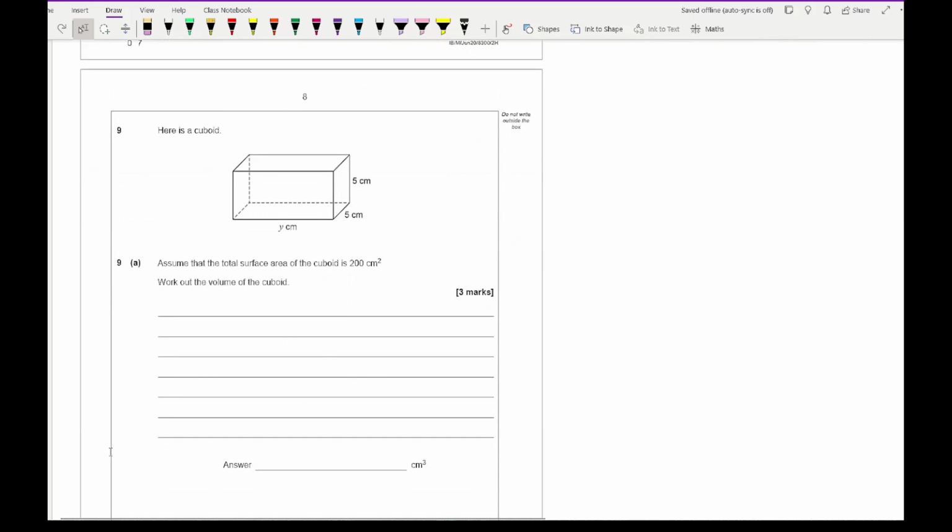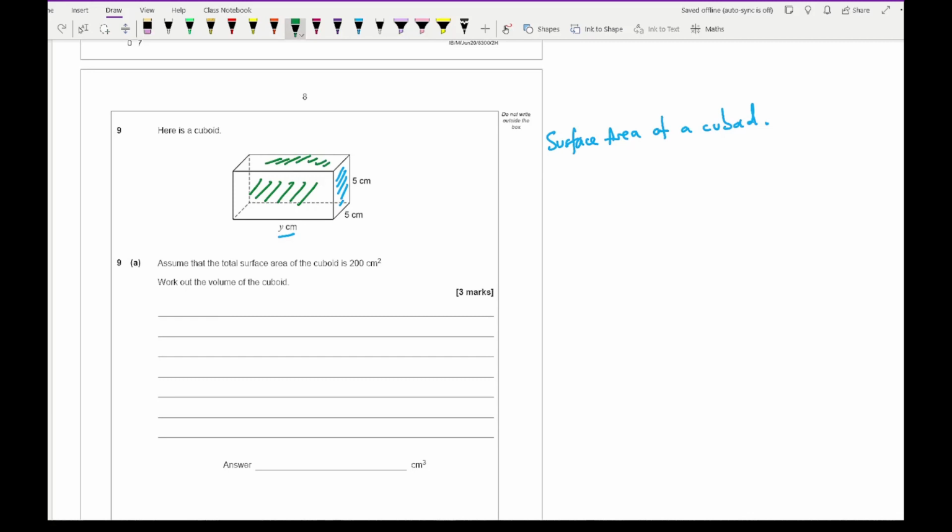Moving on to question 9, it says, here is a cuboid. Assume that the surface area of the cuboid is 200 centimeters squared. Work out the volume of the cuboid. So for this, what we need to do is, first of all, work out what y is. Now, in terms of the surface area of a cuboid, well, that's going to be 2 lots of this plus 2 lots of this plus 2 lots of this, and recognizing that this top side is actually the same as the front view.